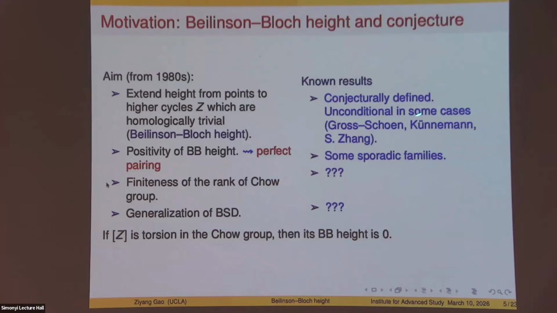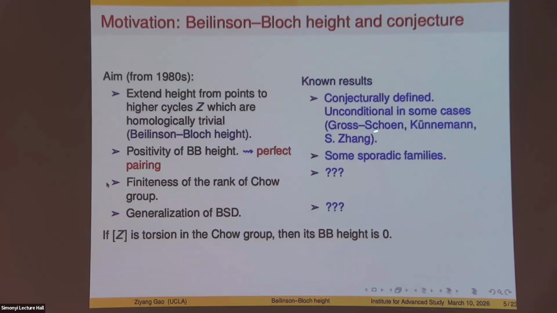But in some cases, they are unconditionally defined, like these two cycles, the Gross-Schoen cycles I'm going to talk about, or any cycle in abelian varieties which are homologically trivial, and the product of a curve with a surface by Shouwu Zhang. And they conjecture the positivity of their height. They conjecture that this height is also always non-negative and is 0 precisely when the cycle is torsion in the Chow group. So if this was true, then we will have a perfect pairing.